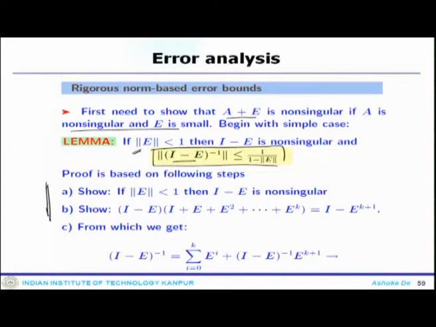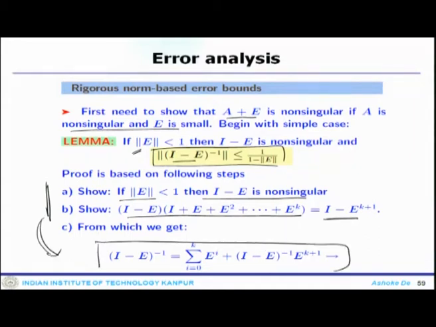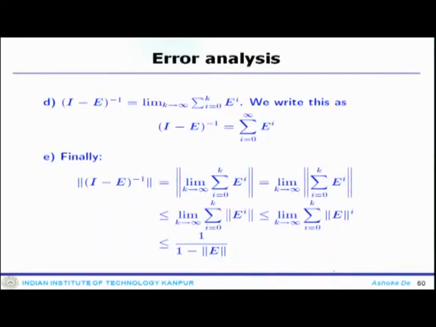So, this can be proved based on this kind of theorems. First you can show that if the norm of E is less than 1, then I minus E is non-singular, and second, you expand I minus E to the kth level, which gives the identity matrix minus E to the power k plus 1. Then combining these two you obtain this. Once you obtain this, take the limit as k tends to infinity, and we get I minus E inverse, which is the sum of E to the power i from 0 to infinity.